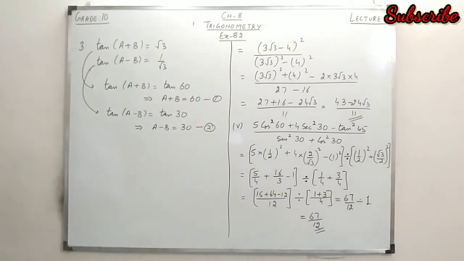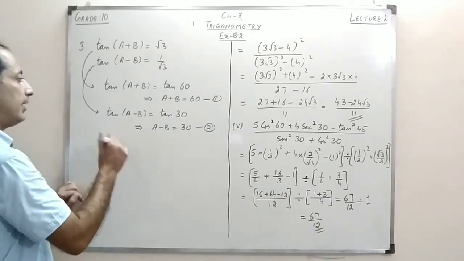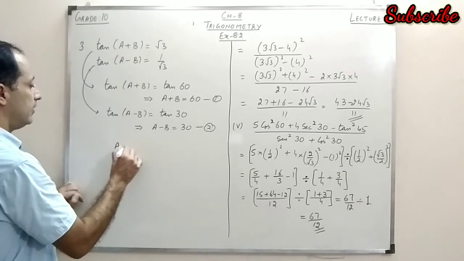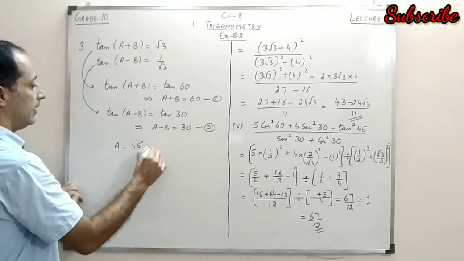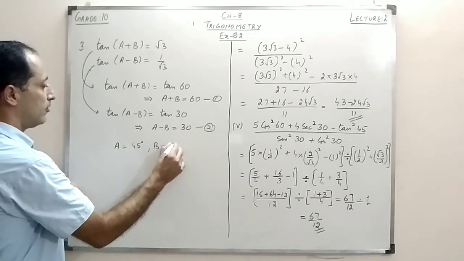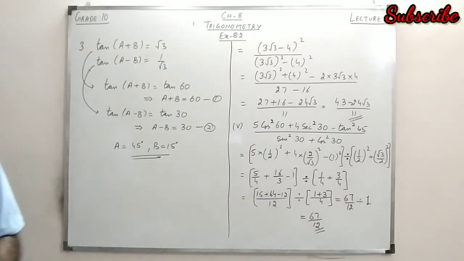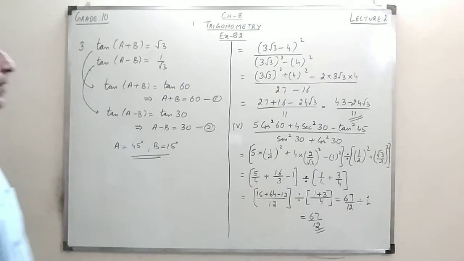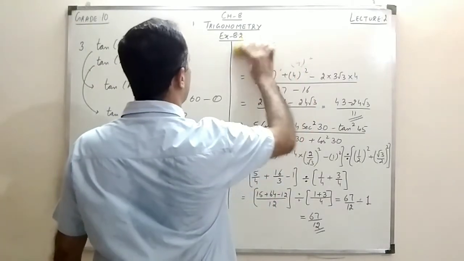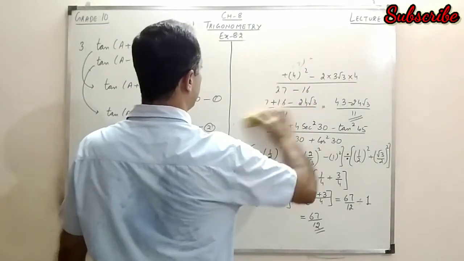Right. So when I simplify these two equations by adding and subtracting, I get that angle A is 45 degrees and angle B is equal to 15 degrees. So this was the third question. The fourth question is obviously a true-false question. Quite simple.